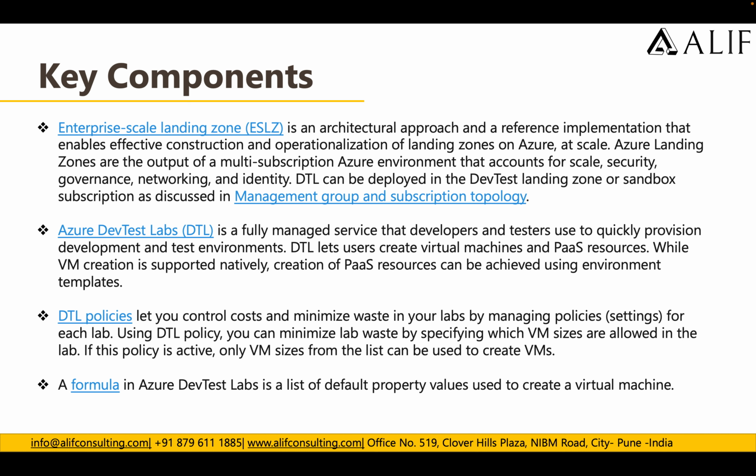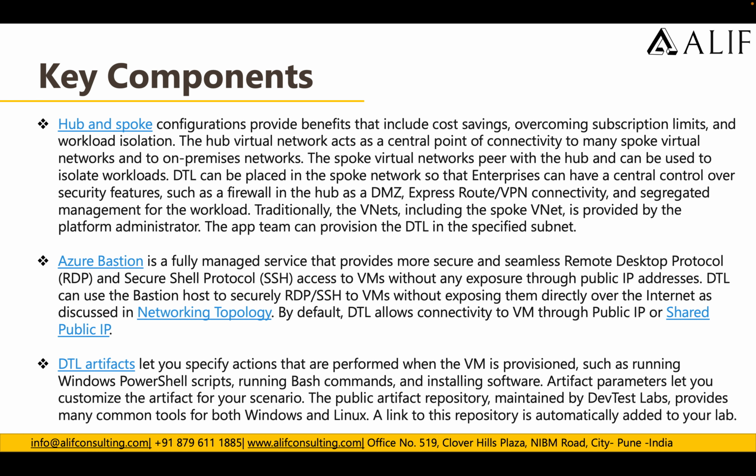The fourth one is a formula. A formula is a dev test lab list of default property values used to create the virtual machines. And then you have a hub and spoke, again a landing zone, where you have your spokes running your workloads, and the hub has all the rest of things like a firewall and a virtual network gateway, which allow you to control the network and connect it with the on-premises environment.